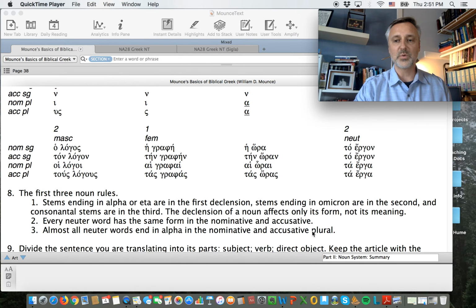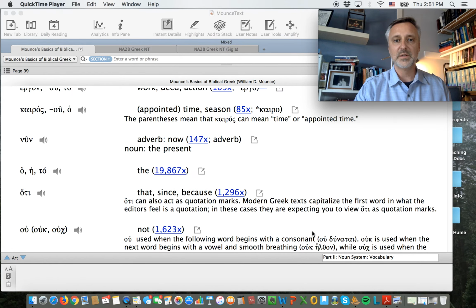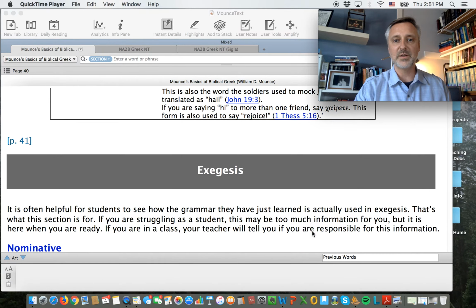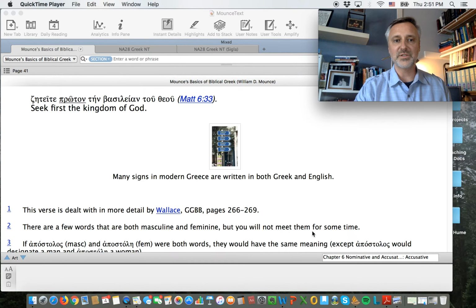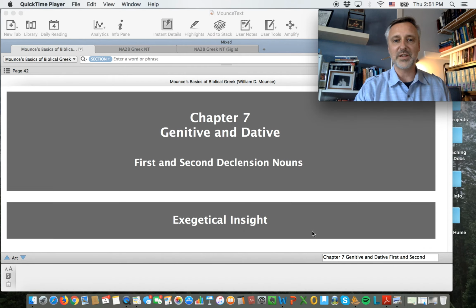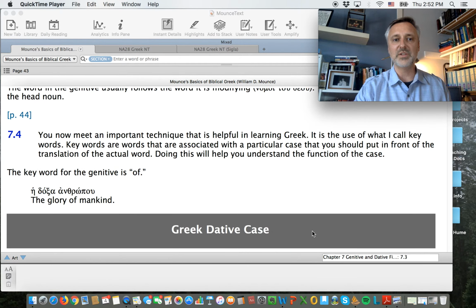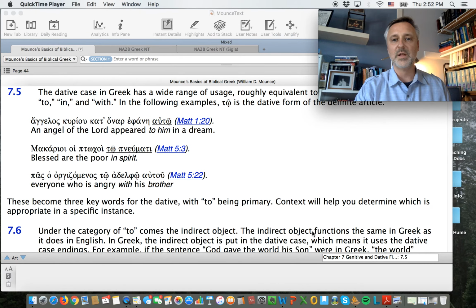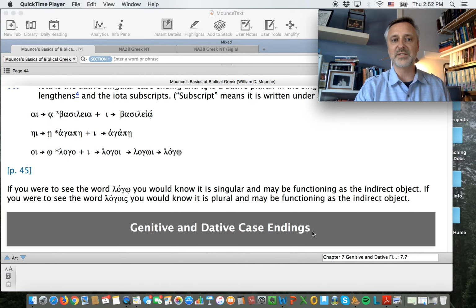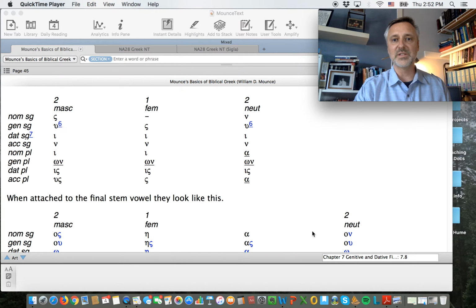So as we do this, we're also going to be learning about the article, and I'm just moving us through here. Thank you for your patience. And we need to get into chapter 7. There we go, 7. All right, so we're putting both of these chapters together because I think it's more helpful to learn all 4 of the cases all at the same time, and you can see the case endings.